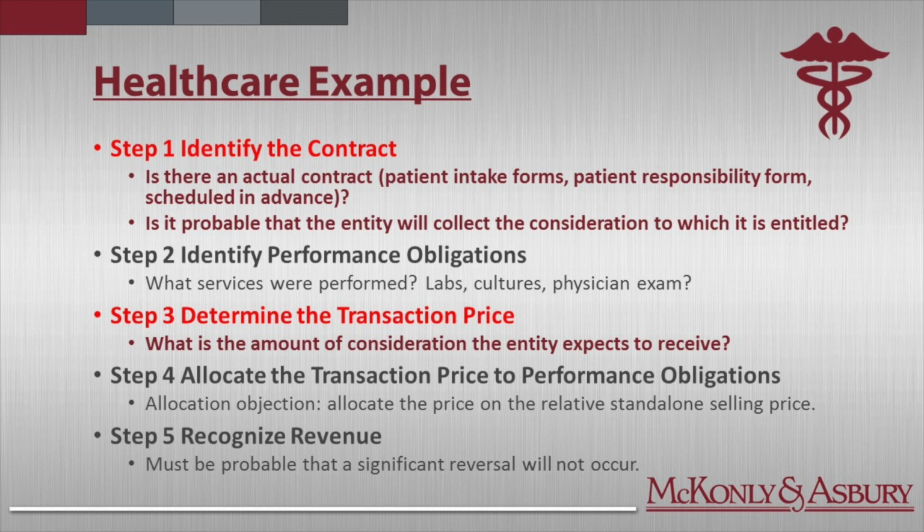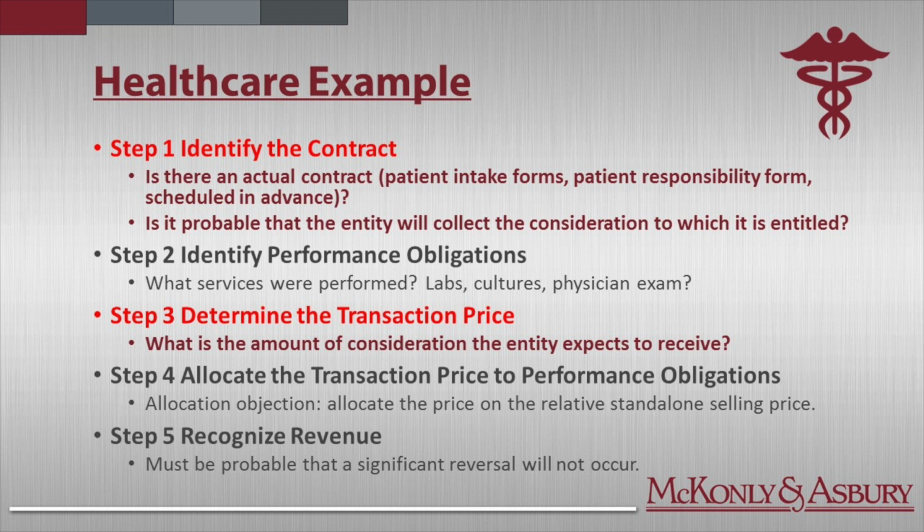So let's go on and take a look at this in the context of the revenue recognition model. I've highlighted here step 1 and step 3. Step 1 is to identify the contract, and is there an actual contract? So you have to look at, did the patient fill out forms when they came in, a patient responsibility form, anything regarding payment. In this case, it could have been scheduled in advance or they could have just walked in. But is there anything that indicates we actually have a contract?